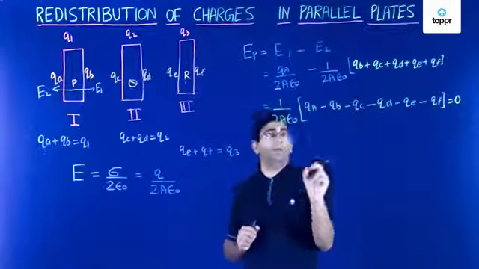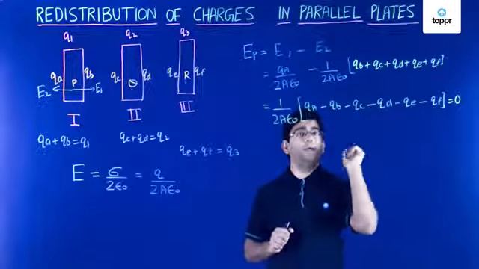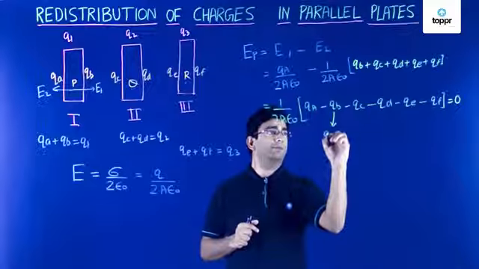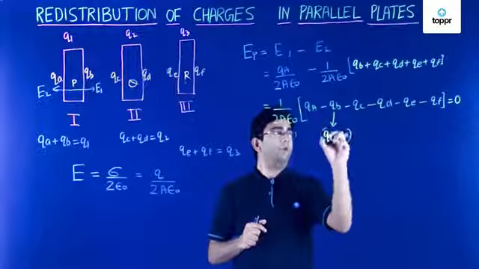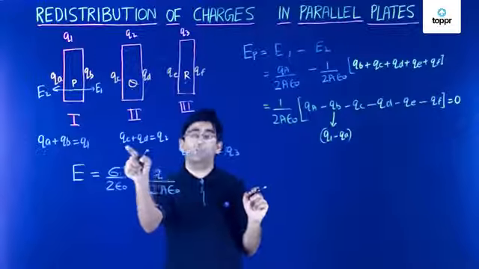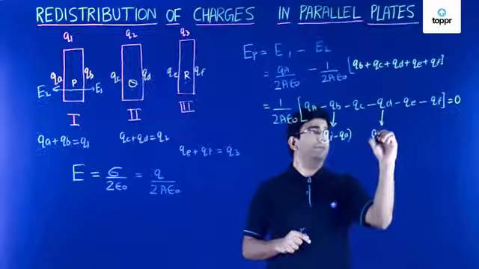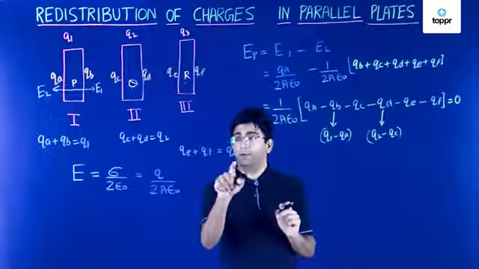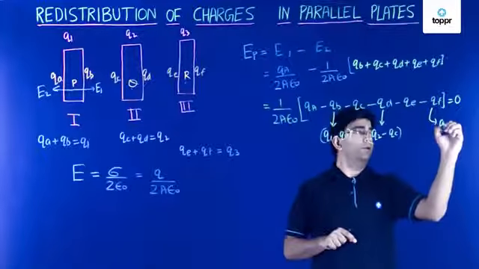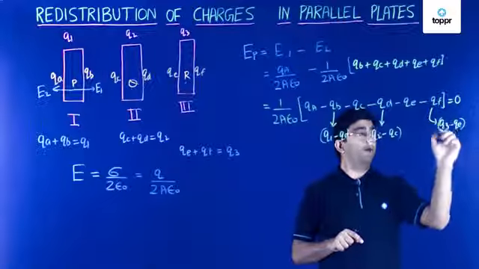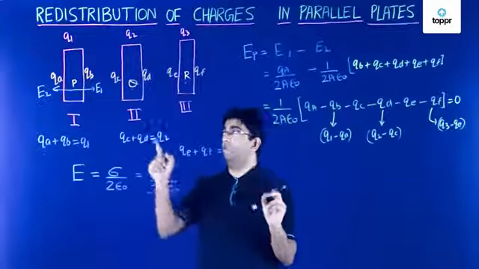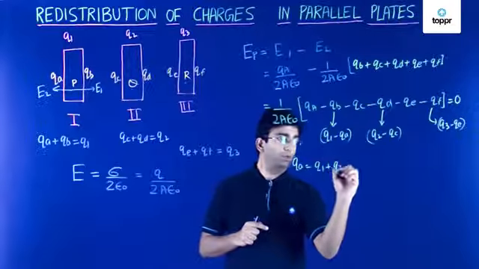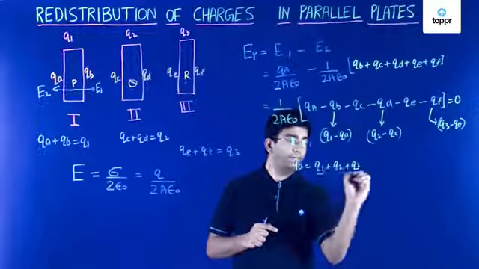Now we have to substitute the expressions for QB, QD and QF. So QB can be written as Q1 minus QA. Now whereas QD can be written as Q2 minus QC. Eventually we can substitute the expression of QF as Q3 minus QE. So if I simplify the entire expression, we would get the value of QA as Q1 plus Q2 plus Q3 divided by 2.